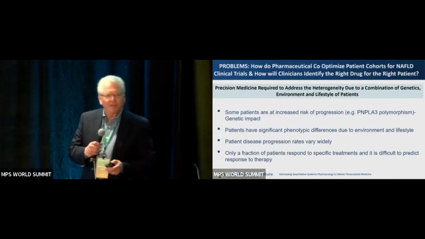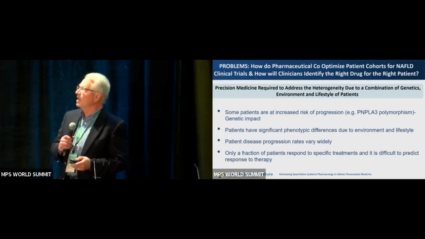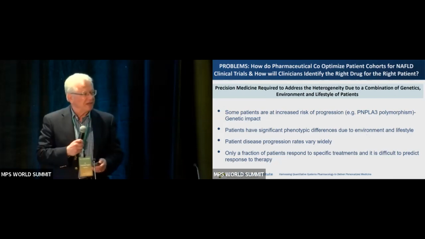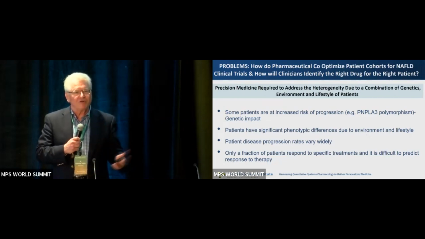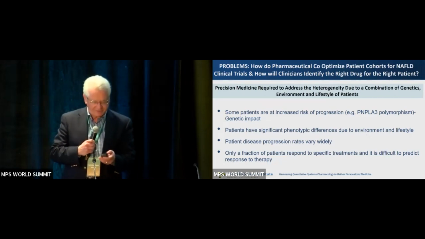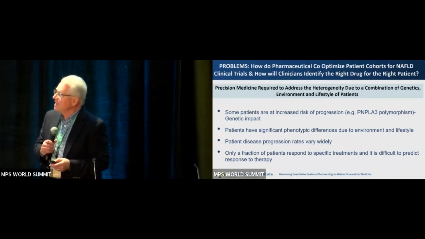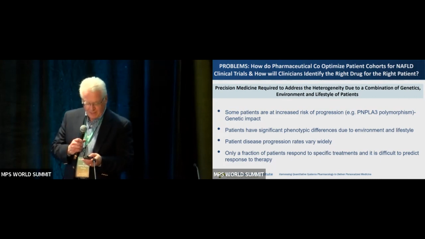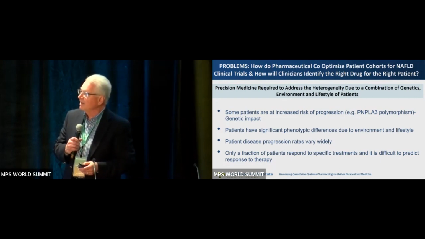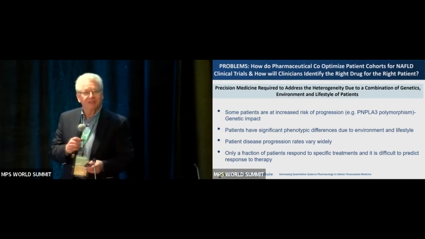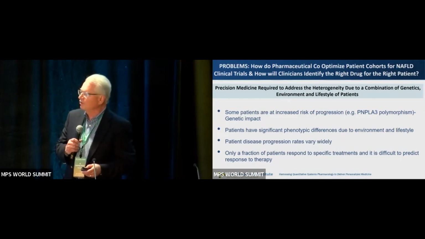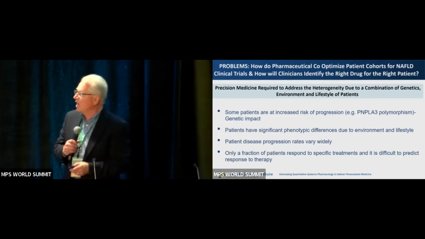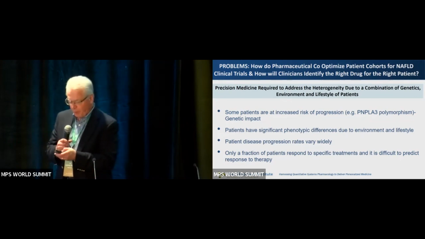So there are two major problems. How do pharmaceutical companies optimize patient cohorts for NAFLD clinical trials? Because all of the trials so far have failed to meet endpoints. The second is, how will clinicians identify the right drug for the right patient? And obviously, this is a component of precision medicine and will be required to address the heterogeneity that's due to genetics, the environment, as well as the lifestyle of patients.